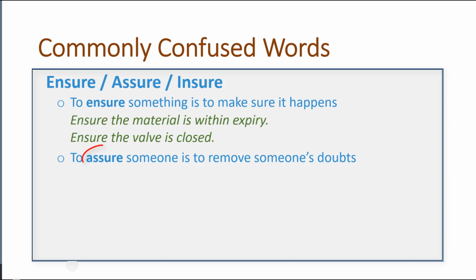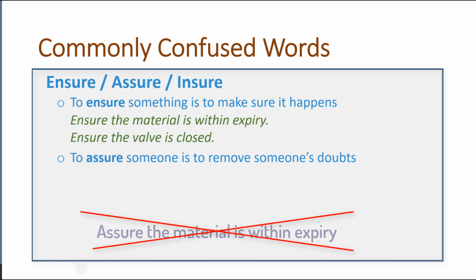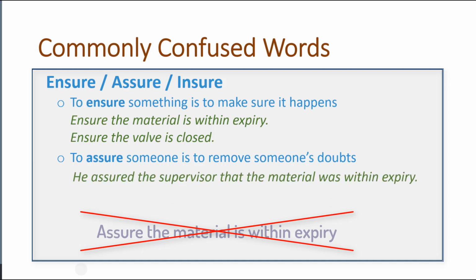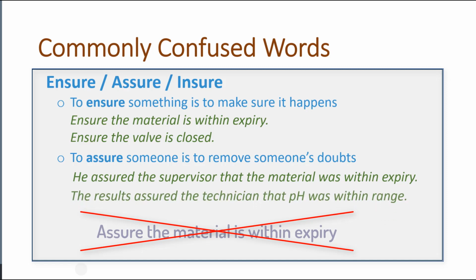Now, assure is only used in relation to a person. You would never say, "Assure the material is within expiry." You could, however, assure your supervisor that it was within expiry. The results of a test could assure the technician that the pH was within range.